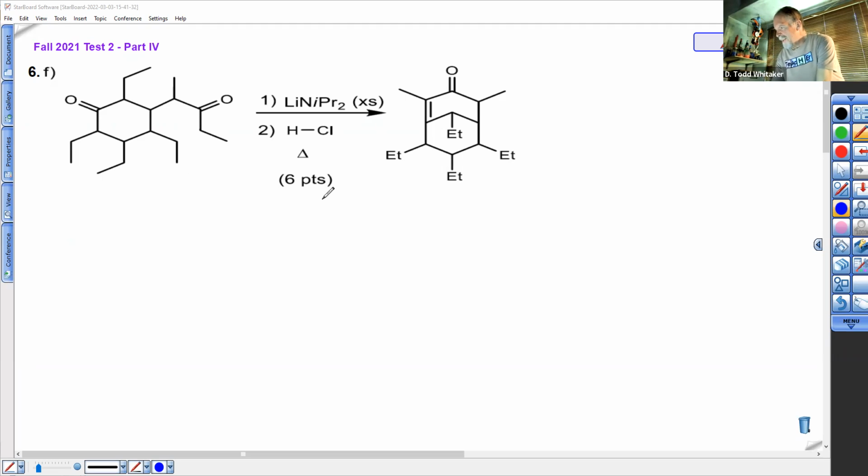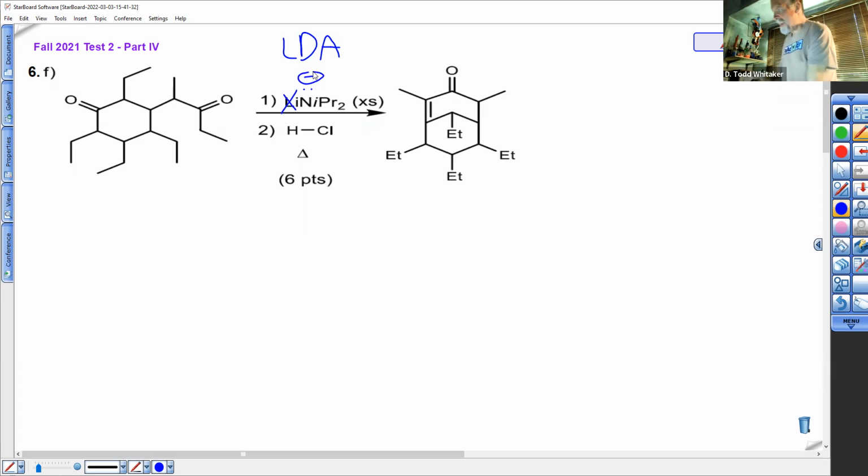We have our LDA. If you're not sure, LDA stands for lithium diisopropyl amide, two isopropyls. It's the conjugate base of an amine, which is spelled amide, but you should say amide because it's not an amide. All of that talk doesn't matter. We just need to know it's a strong base and it's going to take an H.